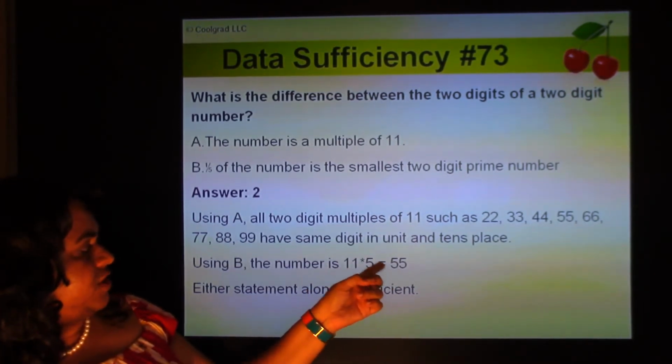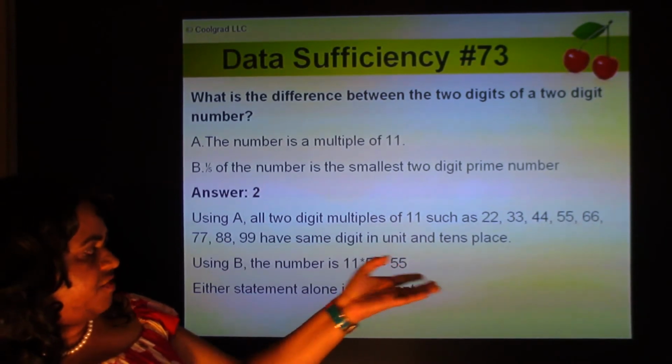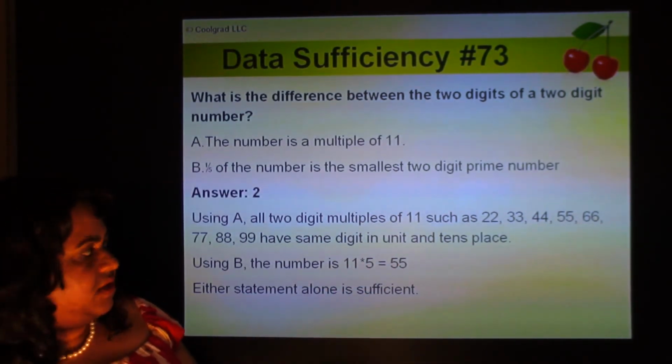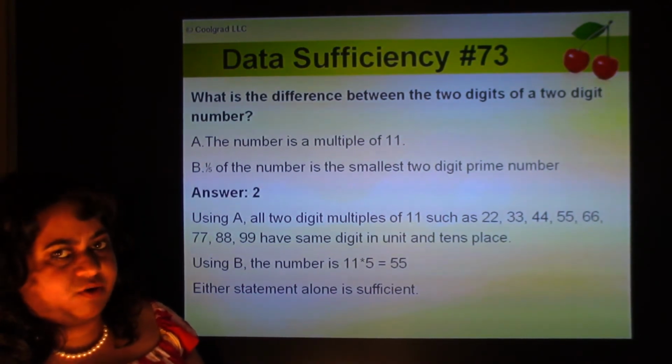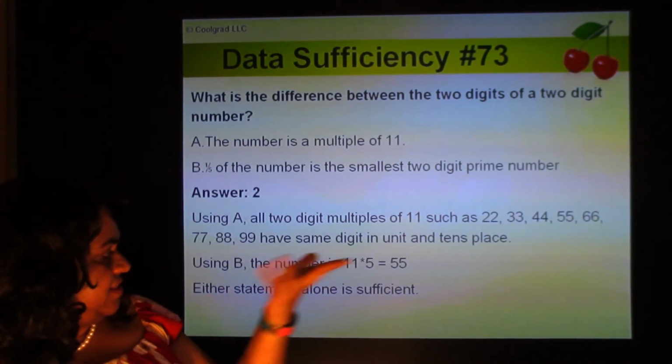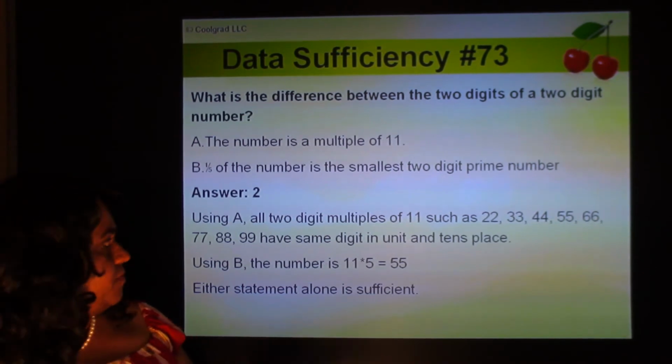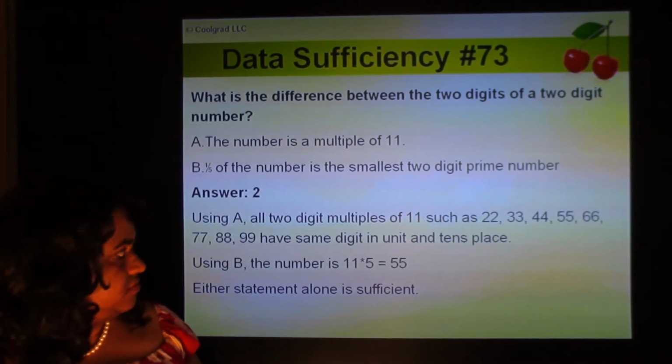In this case, we've solved for the number as 55, and the difference between the 2 digits is 0. And in the case of A, we pick any of these numbers, the difference in digits is anyway 0. So either way, each statement alone is sufficient. So we pick option 2.